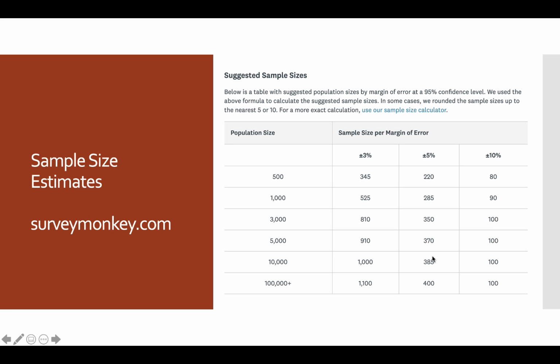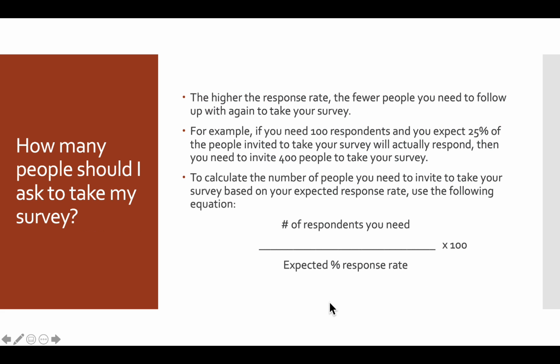Another way you can do this is there's all kinds of sample size tables out there. I have one from SurveyMonkey. So let's say you want a plus or minus 5%, your population size, we'll use the 10,385 at a 95% confidence interval. All right, so that's what you're going to do. How many people should I ask to take my survey?